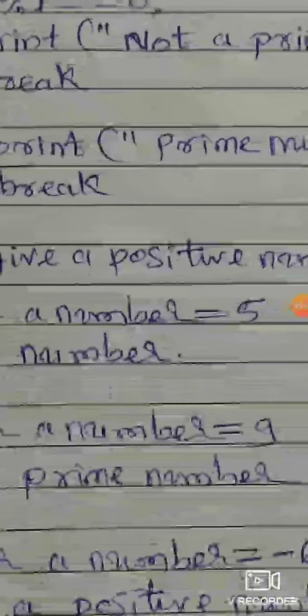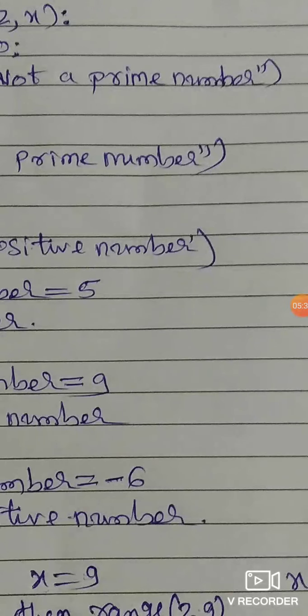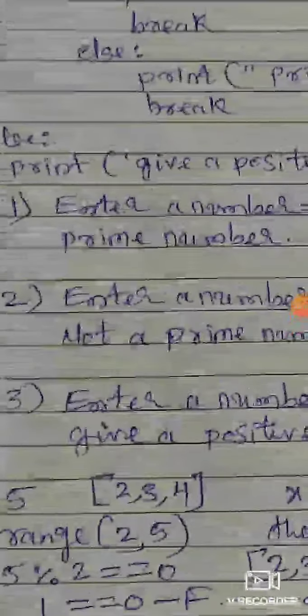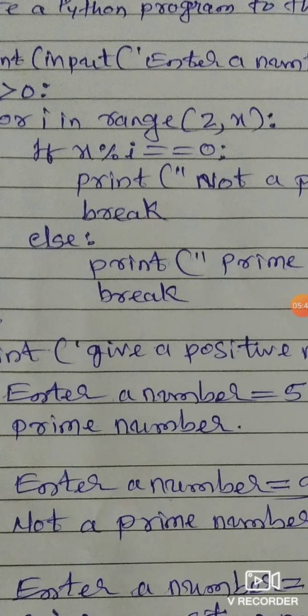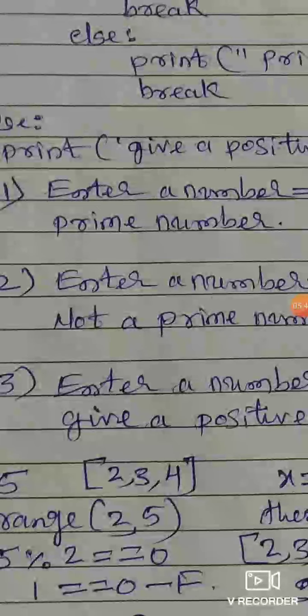In the else part, it prints prime number. So 5 is a prime number. Okay, now I will explain the second run.